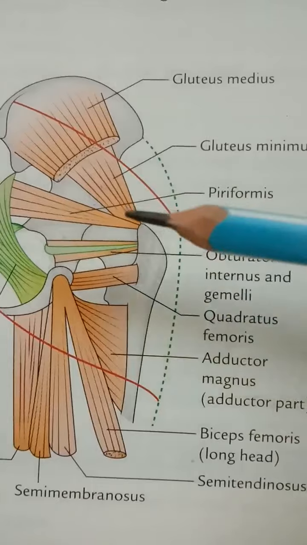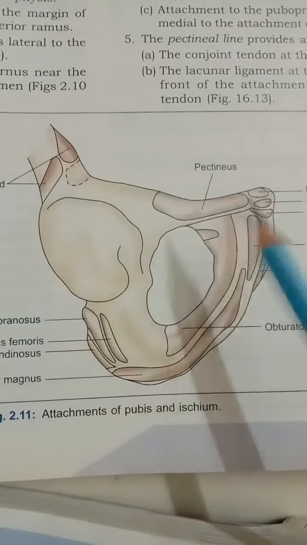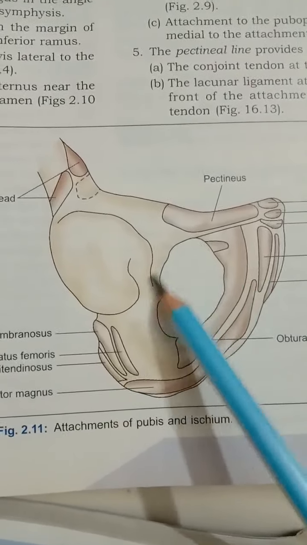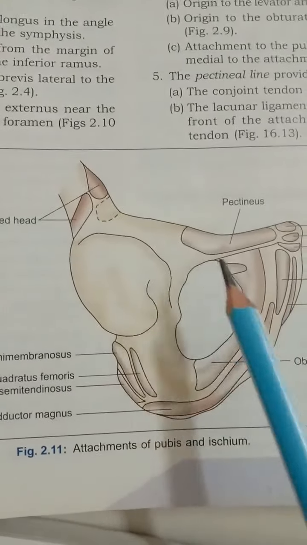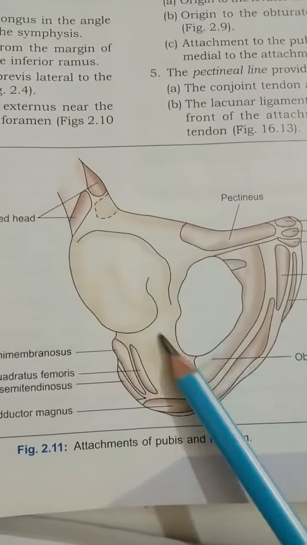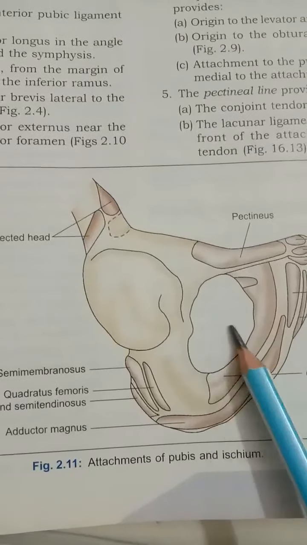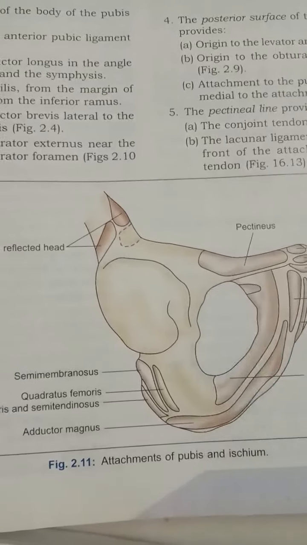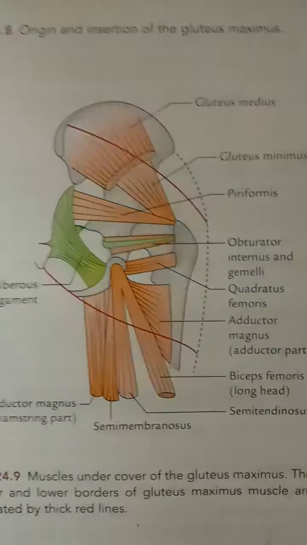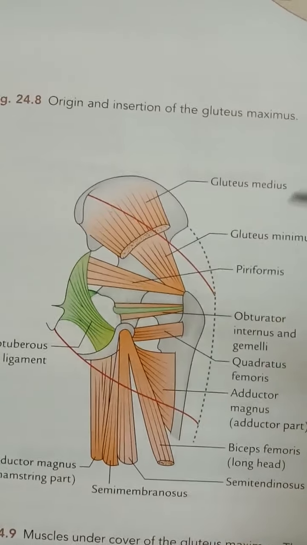Then obturator externus. So this is the hip bone and anterior to it is formed the obturator foramen. The obturator externus muscle is a triangular muscle which is present on the outer side of the obturator foramen. In this foramen the obturator membrane is attached, and this muscle is attached to the outside of the obturator foramen. So let's see the origin of the obturator externus muscle. The origin is the outer surface of the obturator membrane.